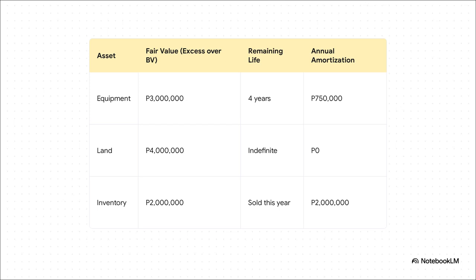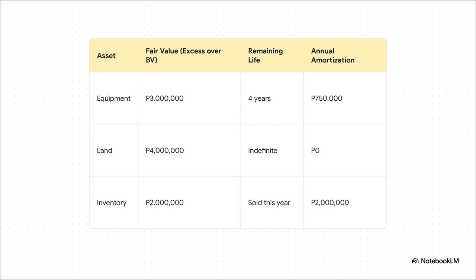Okay, so here's where the magic happens. We have to treat each asset's premium differently. Let's look at the inventory. Its 2 million peso excess value gets expensed in full this year because, well, it was sold. Easy enough? Now for the equipment. We take that 3 million premium and we spread it out over its remaining 4-year life. And what about the land? Since land basically lasts forever, it has an indefinite life, so we don't amortize its excess value at all. Just remember, each one of these amortizations directly reduces your investment income for the year.